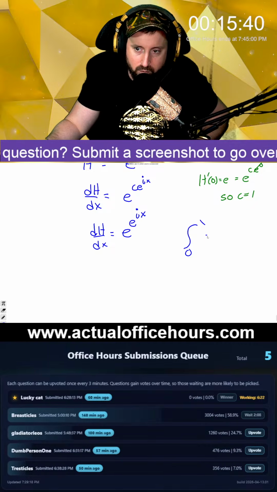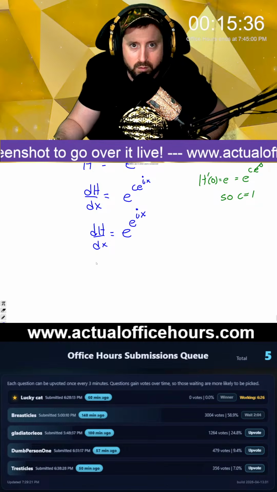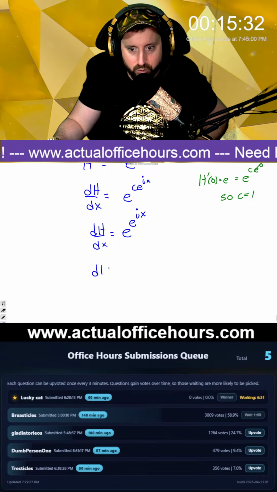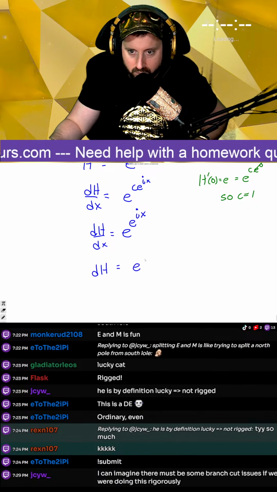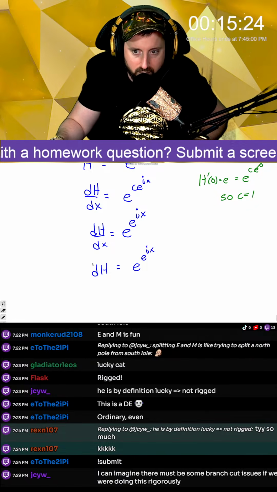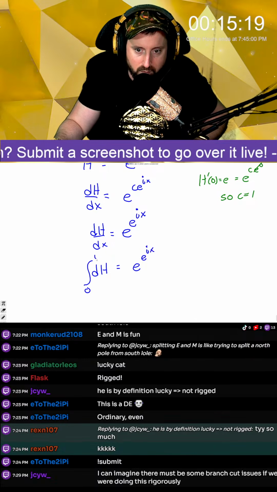So wait a minute, am I going to move this over? JC says, I can imagine there must be some branch cut issues if we were doing this rigorously. Maybe. Kind of. It'll make more sense later why we're not worried about this. But yes, e to the ix does have the relation to the integral we did yesterday.